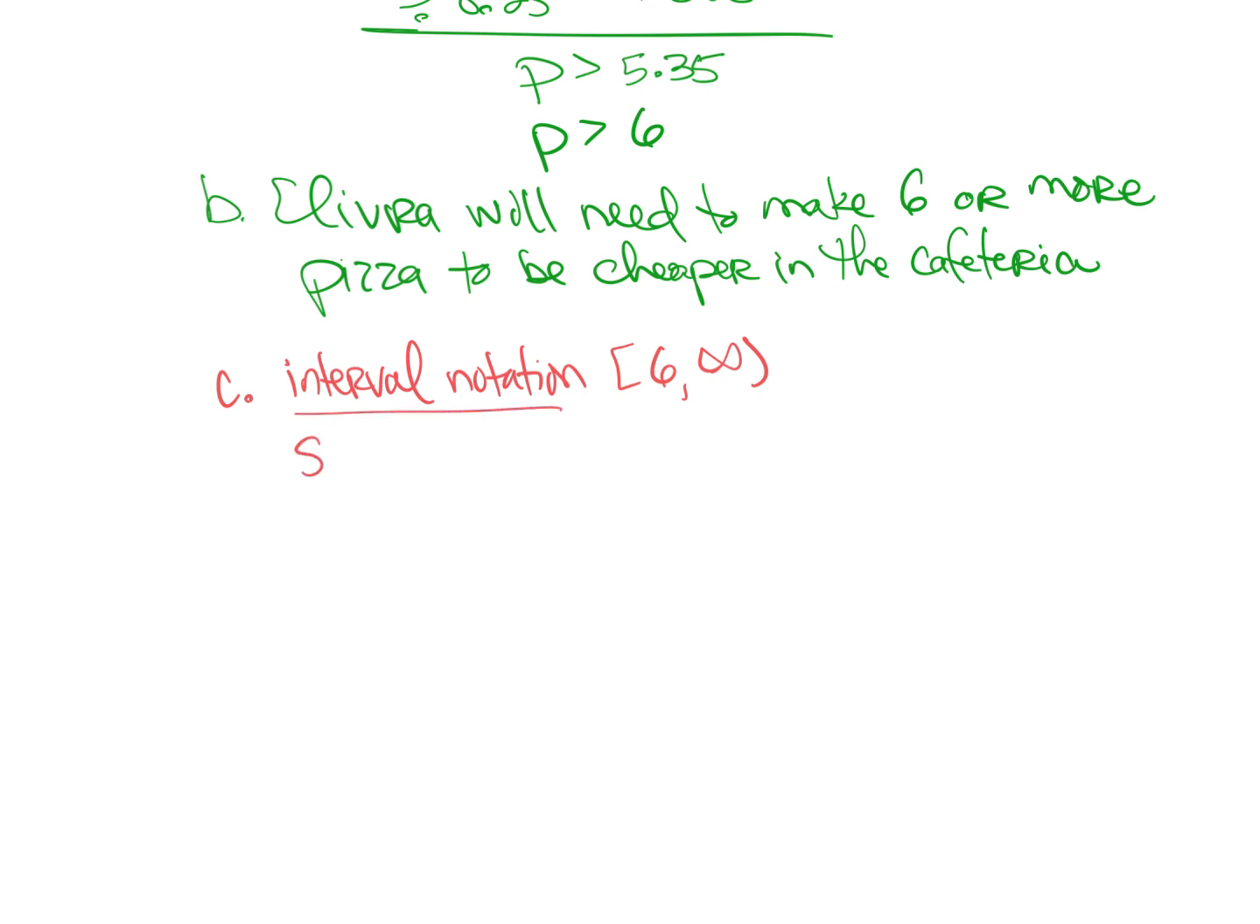And then set notation. So that was the interval notation. We need our set notation. Again, it is our curly bracket. We have P. P is defined as, well, it's going to be greater than or equal to 6. And then close that set notation because we're not confined between 0 and 6. That means she has to do 6 or more. That's how we do this set notation for this situation.